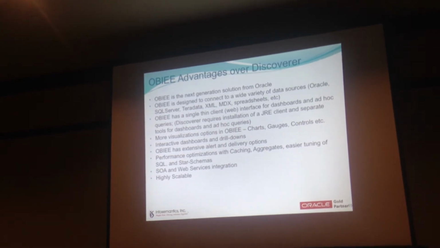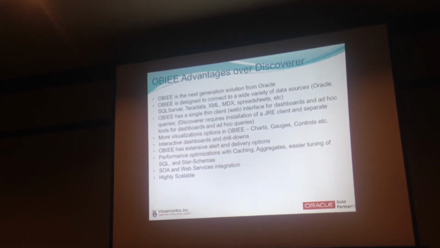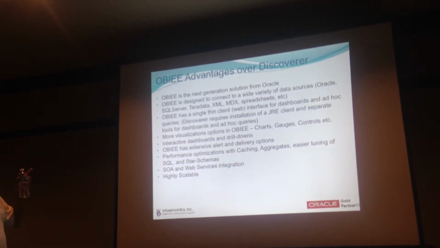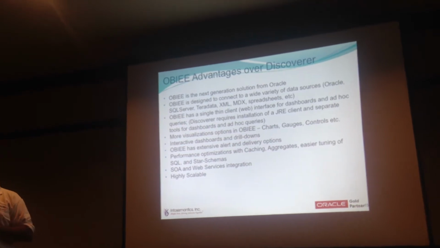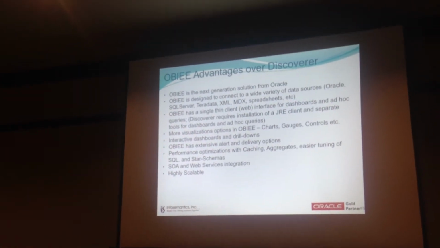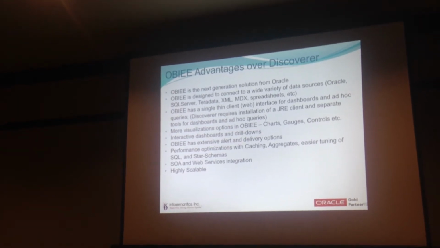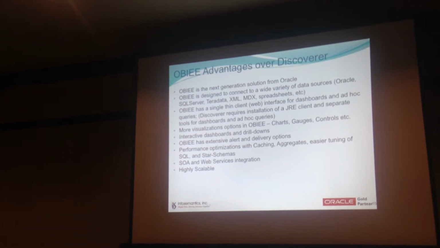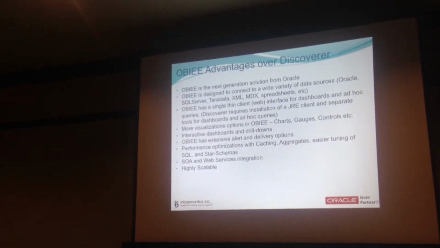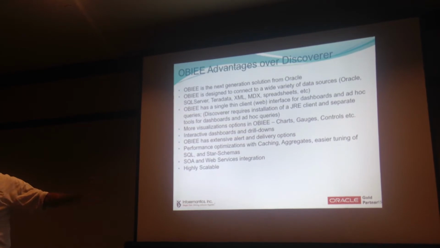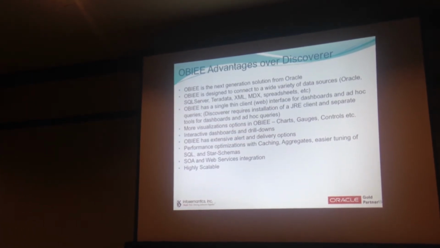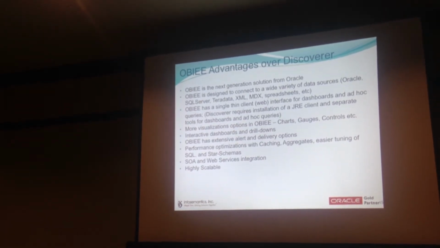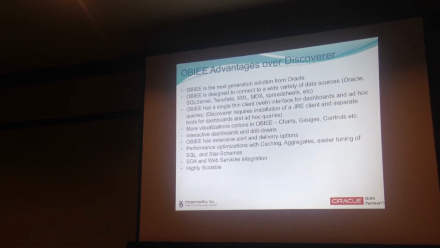Now, this is basically about Discoverer to OBIEE. What are the advantages here? If we spoke about OBIEE being the next generation data reporting tool, yes? In Discoverer, as I was mentioning earlier, if you had to connect to different database systems, you used to have different end user layers. But the best part in OBIEE is you could connect to different sources in one single environment.